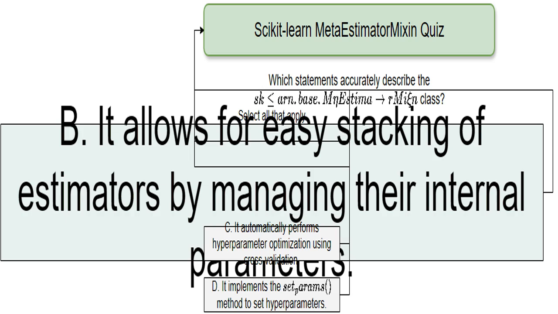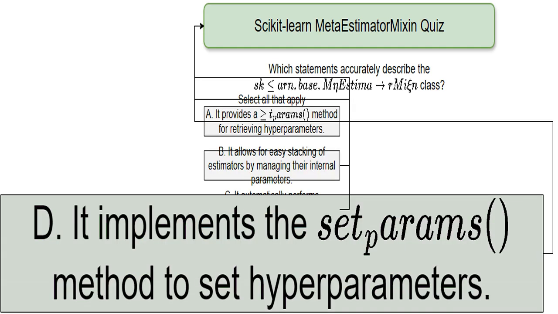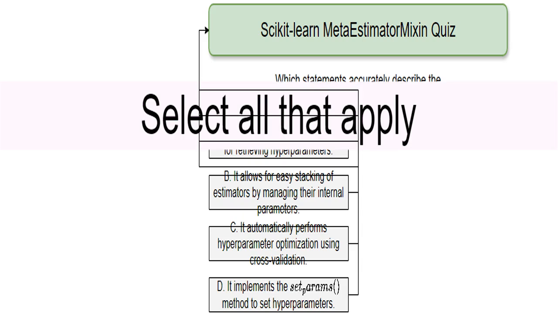MetaEstimatorMixin? Let's find out. Statement C claims that hyperparameter optimization and cross-validation are built-in functions. Does this class automate these complex tasks? This needs further investigation. This statement mentions the _set_params method. We need to verify if this method is part of the MetaEstimatorMixin class and what its role is. Okay. We need to choose all the statements that accurately describe the MetaEstimatorMixin class. Let's review each one based on our knowledge.